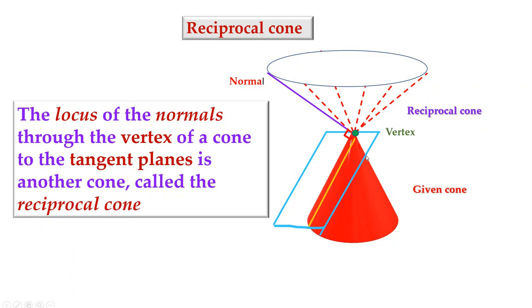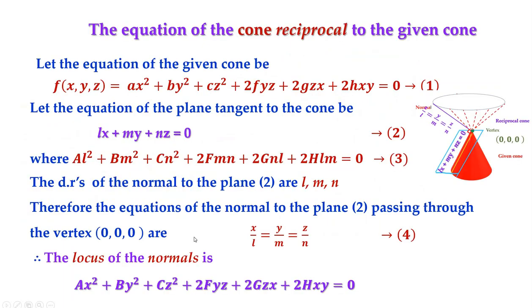We need to have the tangent plane, we need to have the normal, and of course the vertex is also needed. So all these should be there in describing a reciprocal cone. The locus of the normals through the vertex of a cone to the tangent planes is another cone called the reciprocal cone. Now the equation of the cone reciprocal to the given cone is obtained in this way. You consider the given cone to be this. Name that as equation 1.